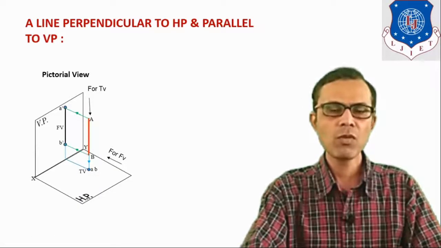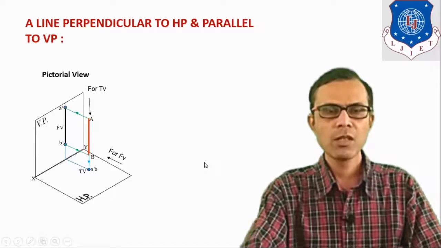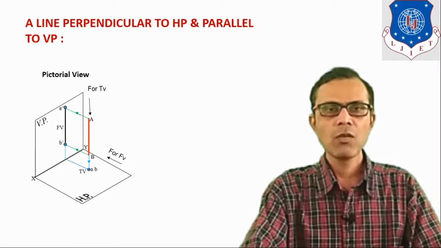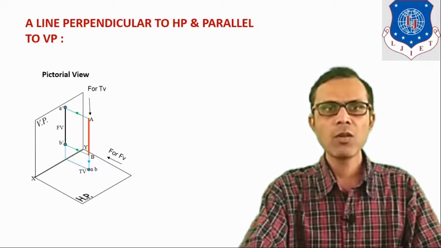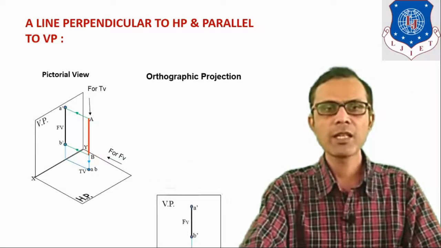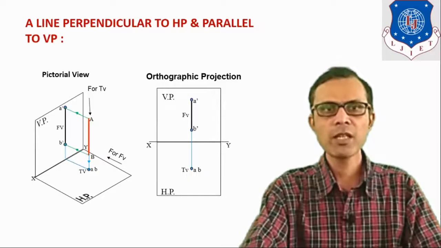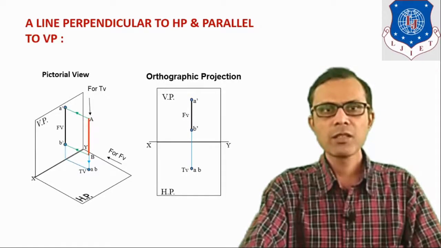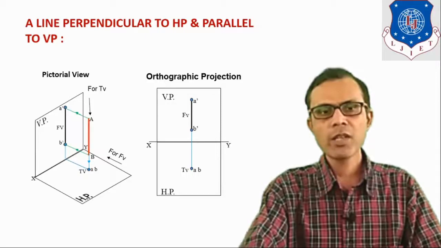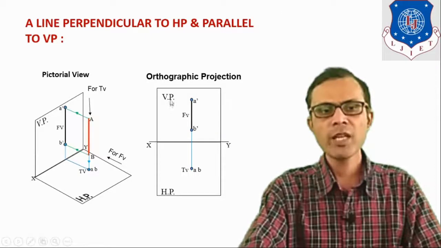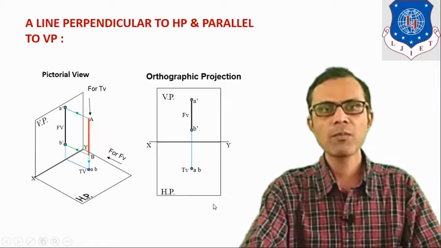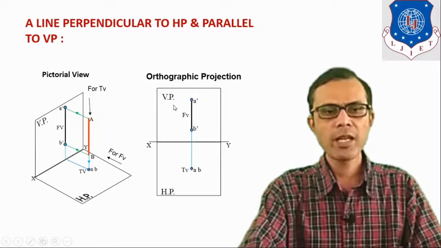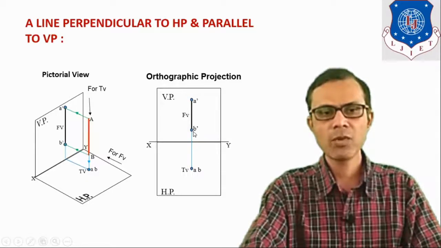But we have to draw its orthographic projection. So for orthographic projection, always HP, the horizontal plane, is rotated in clockwise direction by 90 degrees. So when HP is rotated clockwise by 90 degrees, its location is below. So above the XY line it is the vertical plane and below the XY line it is the horizontal plane. So A dash B dash is the front view over here, and from its projection it is a projection line.